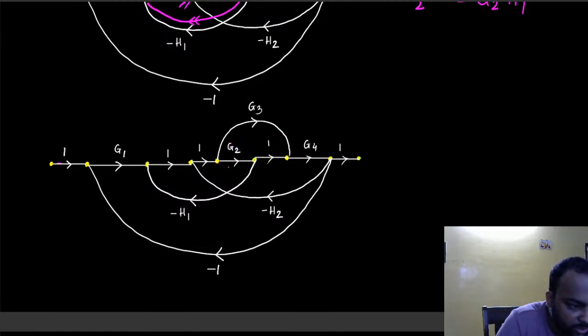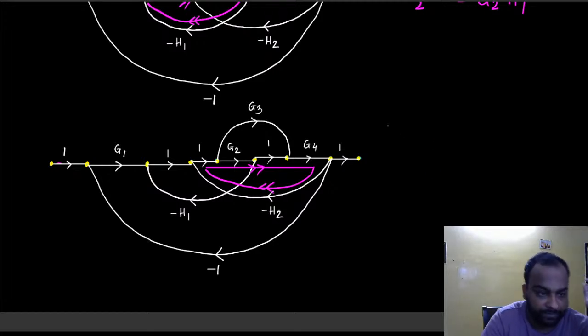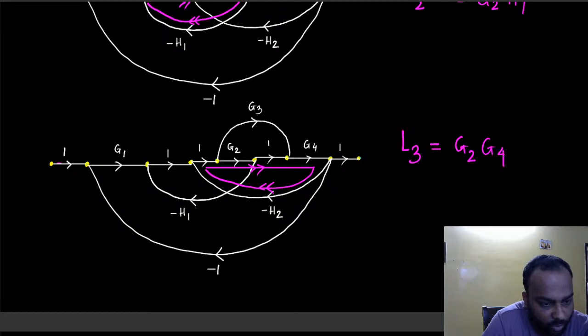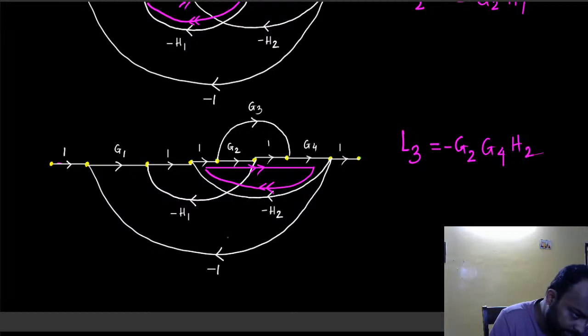All right. So question, is this a loop? Yes, this is a loop indeed. So let's consider that to be L3. What are the gains that I encounter? I encounter G2, G4 and minus H2. So minus G2, G4, H2, right? That was one.